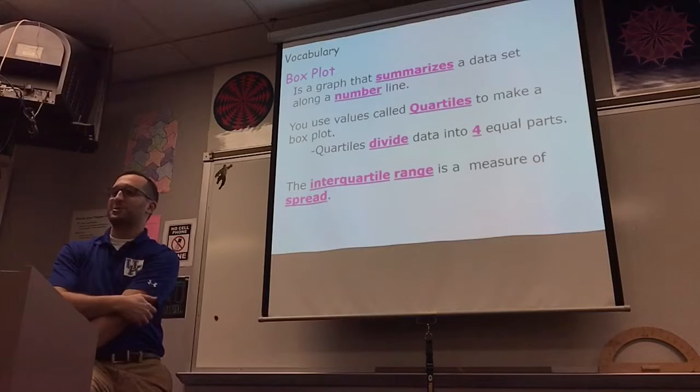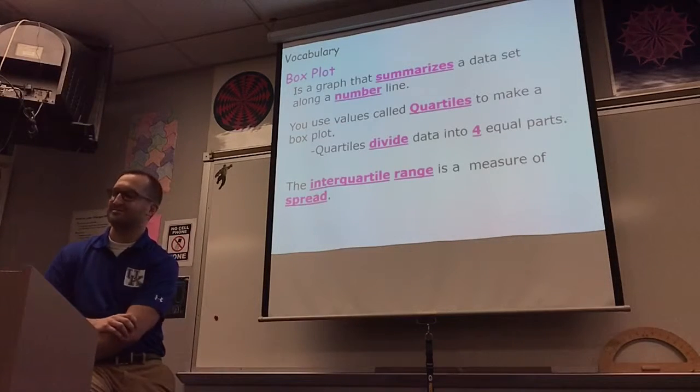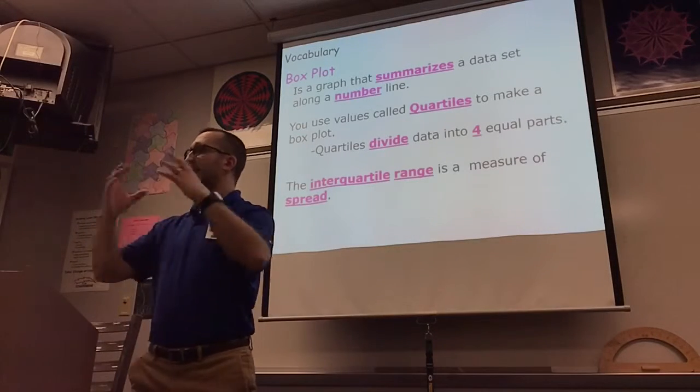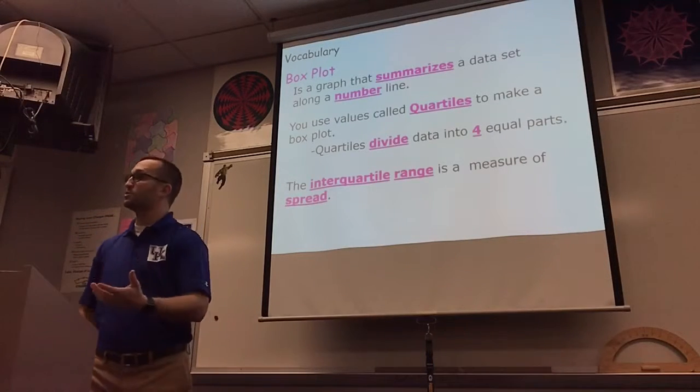Last thing we got, the interquartile range. The interquartile range is a measurement of spread. Okay? The IQR gives us a numeric value that represents how spread out the data is. But why do we care about the IQR? Why can't we just focus on the actual range, right?